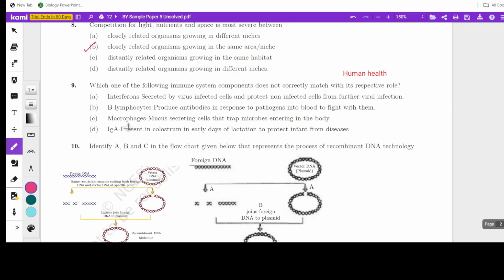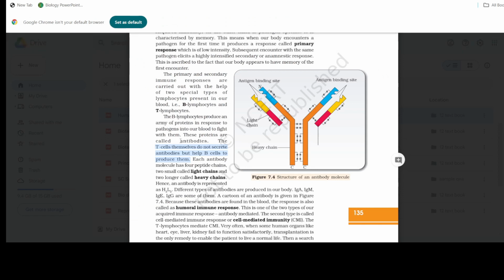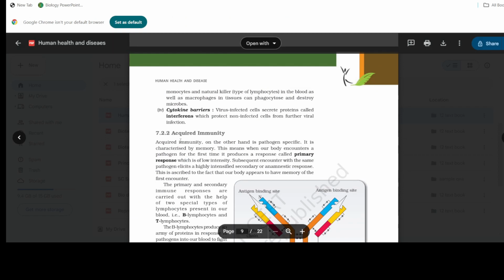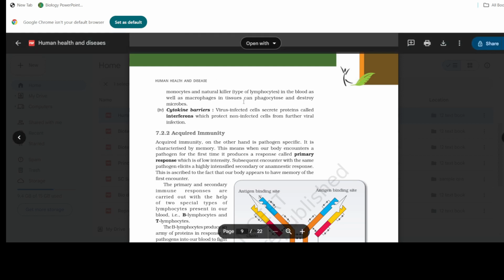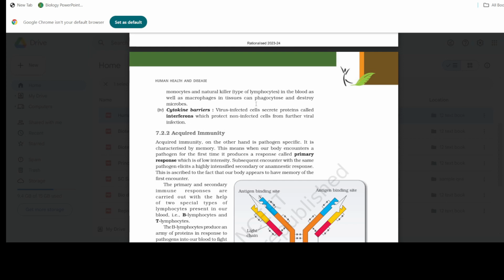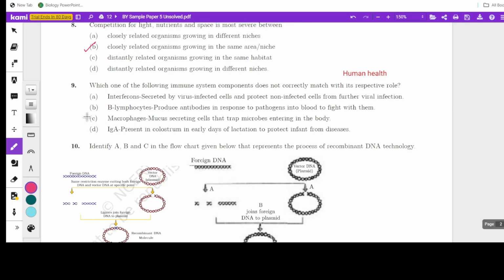Next one, macrophages. They are mucus secreting cells that trap microbes entering the body. Macrophages are not mucus secreting cells. They devour the other cells. The macrophages in tissues can phagocytose and destroy microbes. So they don't secrete mucus, they phagocytose. They do devour them. So that seems to be the wrong statement.